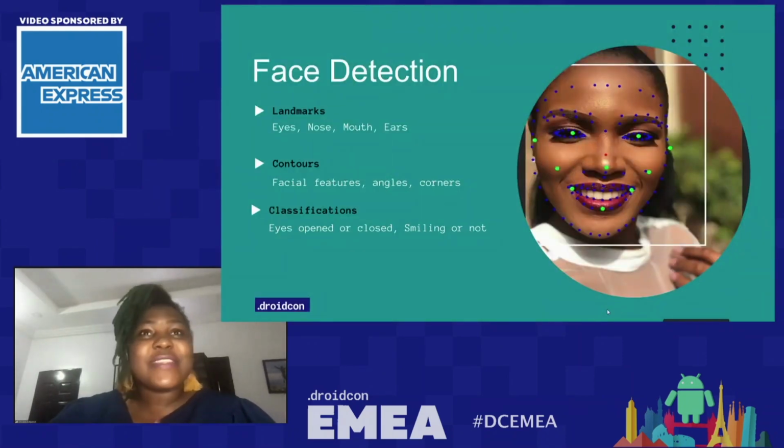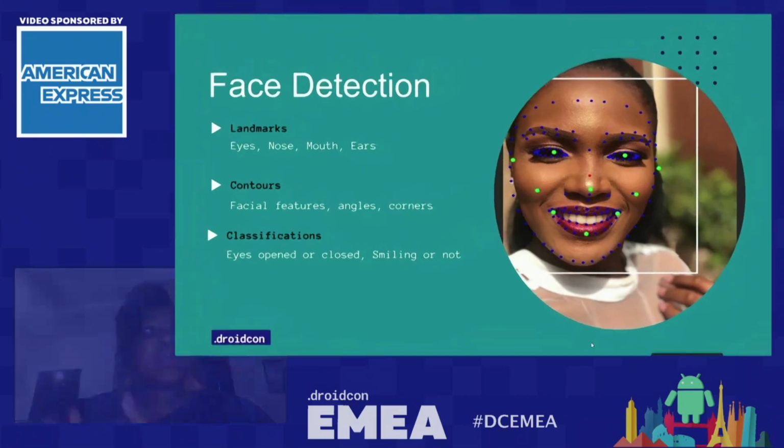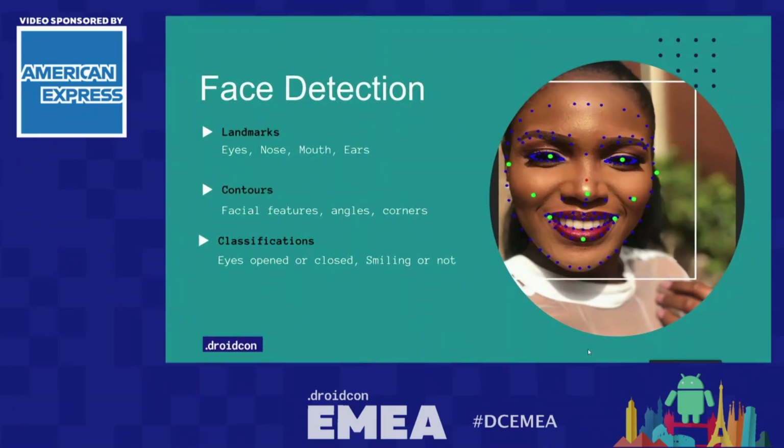So this is a face. When your app detects a face, it lets you know the landmarks on the face, the contours, and the classification. The blue dots are the contour of the face. It's basically just the shape of the face, the surrounding box of the face. So you can do whatever you want to do.